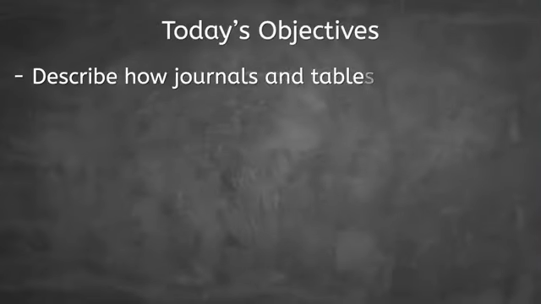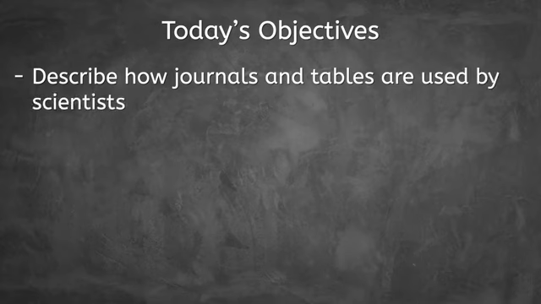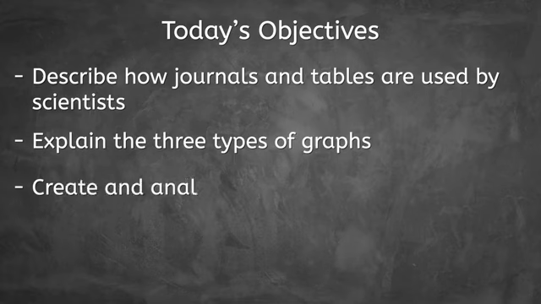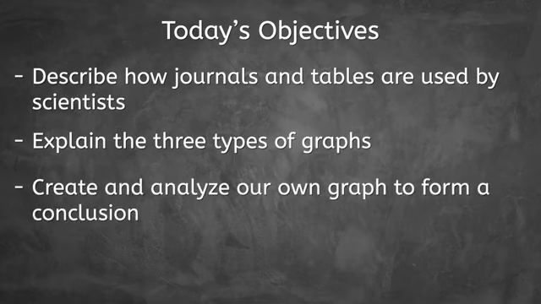The problem is, I'm having trouble keeping track of all of the things I'm measuring. How do I organize it all? Well, in today's lesson, we'll figure out how as we describe how journals and tables are used by scientists, explain the 3 types of graphs, and create and analyze our own graph to form a conclusion. Let's get into it.